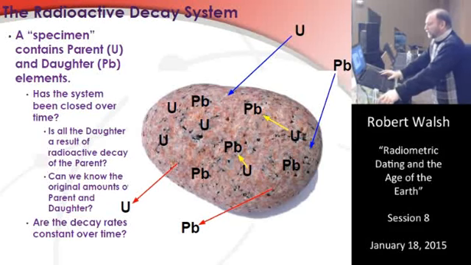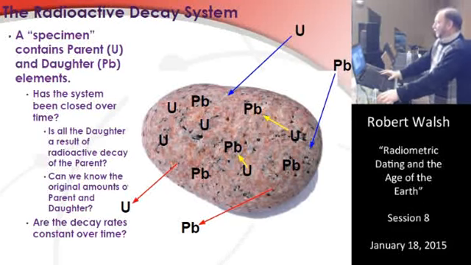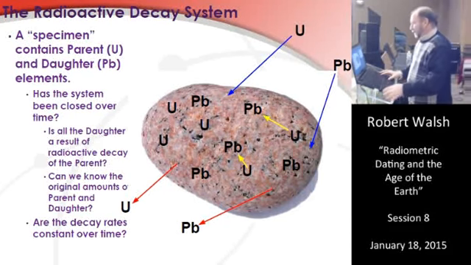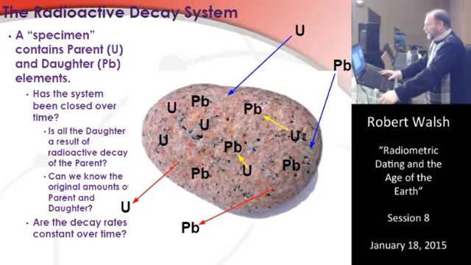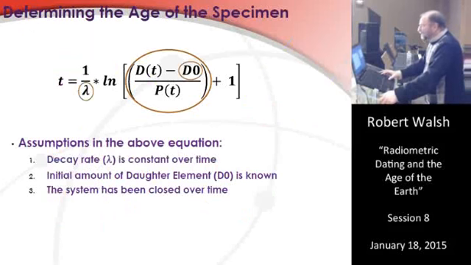Can we know the original amounts of the parent and daughter? Well, the answer to that is no. Okay, we cannot know that. But there's a way around that, okay, or at least seemingly around it, that we'll talk a little bit about in a second. All right, how do we determine the age of a specimen?